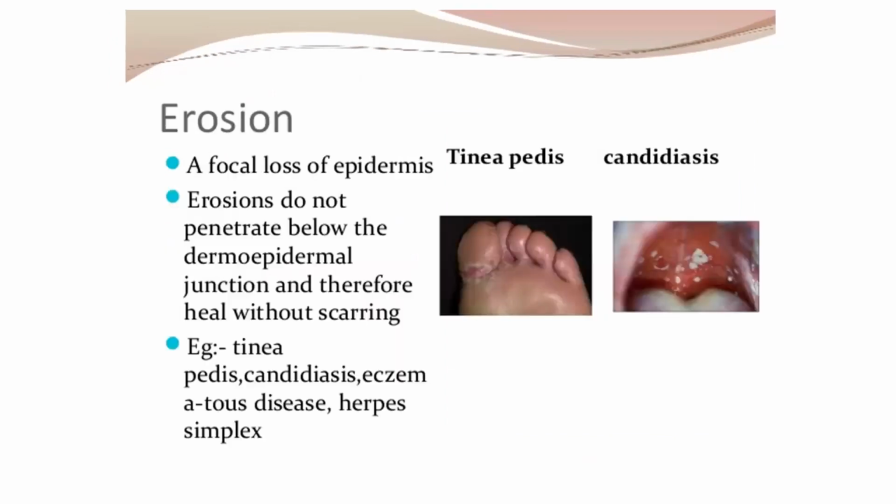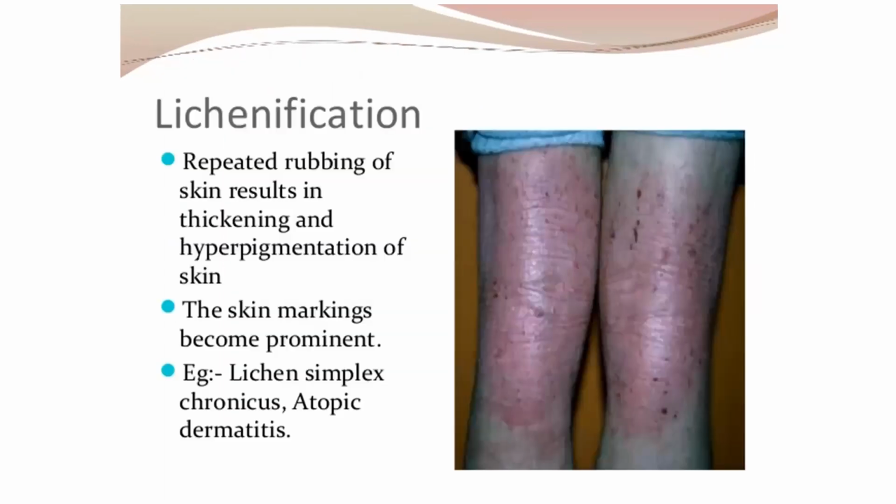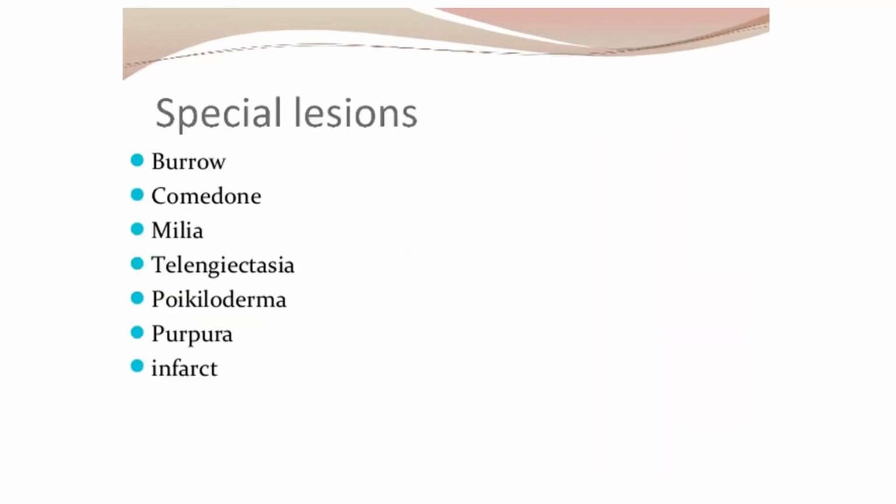Erosion, superficial focal loss of epidermis that does not cross the dermoepidermal junction, so there is no scarring. Ulcer is deep, the dermoepidermal junction is crossed, so there is scarring present. Lichenification, excessive thickening, rubbing, and hyperpigmentation of the skin, and the skin markings are prominent on a background of itchy conditions like atopic dermatitis. Special lesions: burrow, comedones, milia, telangiectasia are present.